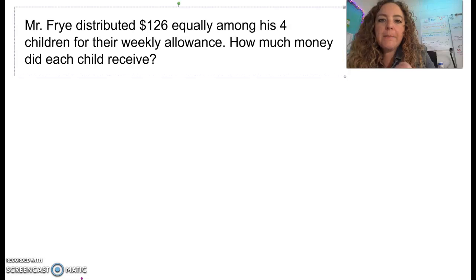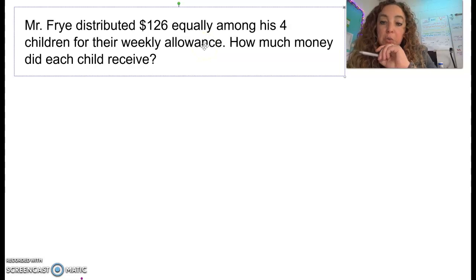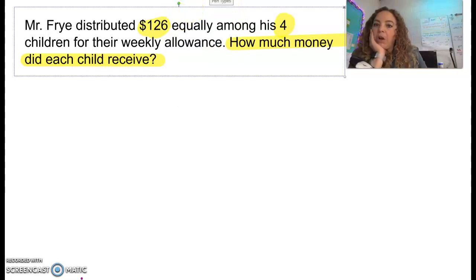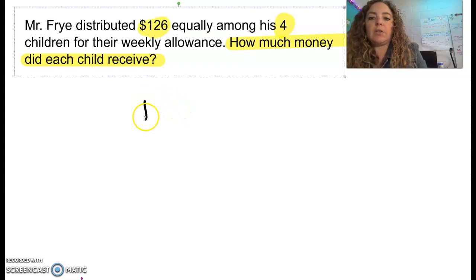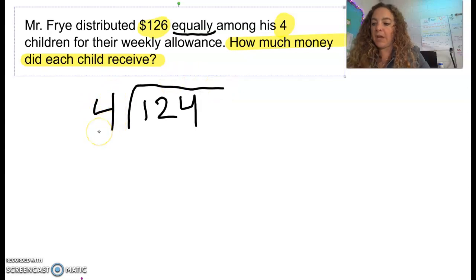We have Mr. Frere, who distributed $126 equally among his 4 children. Okay, how much money did each child receive? Okay, so you can see I highlighted the important details here, and then we're going to start solving this problem. So I have $126, and he's going to share that or distribute that equally. So equally means we're going to end up dividing this by 4, okay?